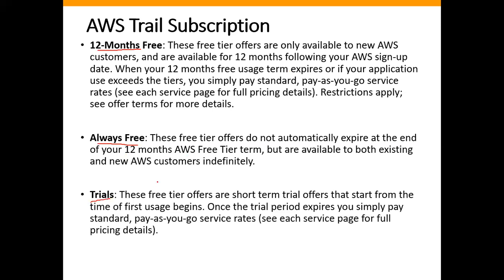And a few services are coming for a trial period. Trial period means for 30 days, 60 days, 90 days, or 45 days, or for 750 hours only. So only for a short period of time, that particular service you are getting for free. How do we get information on which service is free for 12 months, which services are always free, or which service is for a trial period?